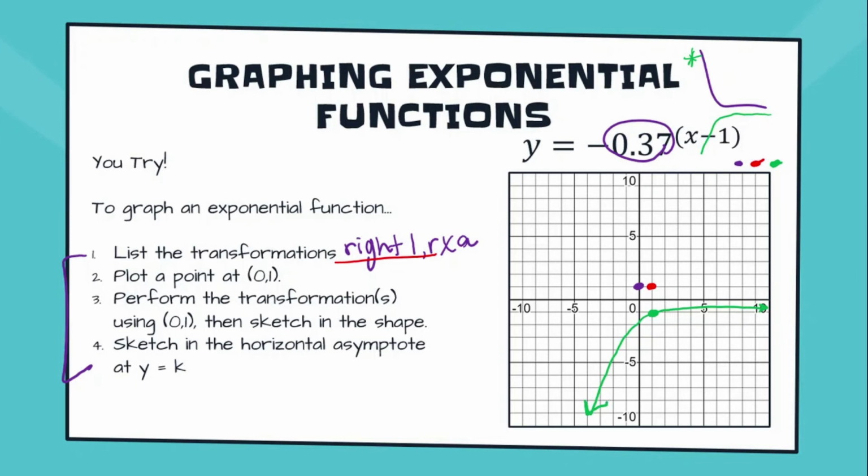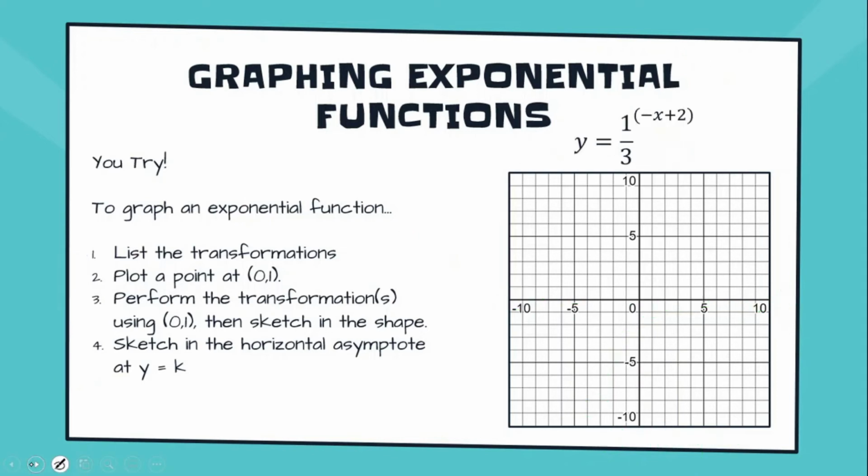And let's put in the asymptote. Now for this guy, we don't have a k there, but technically the k is 0 because this guy didn't go up or down. So just 1 unit away from that point is where my asymptote will go, right here at y equals 0. All right, let's do another one.